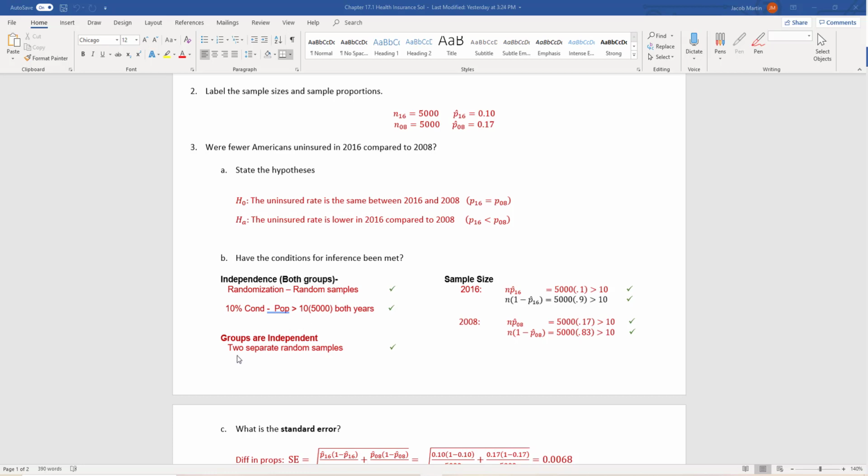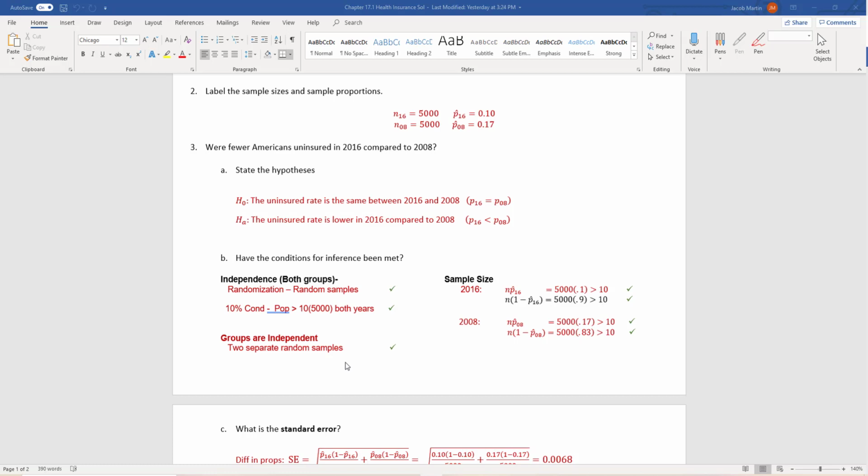The next thing we want to check is to make sure that the two groups we're comparing are also independent of each other as well. Meaning, if we surveyed Bob in 2008, we wouldn't want to survey Bob in 2016 as well. And the easiest way to check if the two groups you're comparing are independent of one another is just to check if they took two separate random samples. If there are 300 million Americans and you sample 5,000 people, the chance of picking the same person in both 2008 and 2016 is really small. So as long as we take two separate random samples, the people we pick in 2008 don't influence the people we pick in 2016, and then we can assume the groups are independent of one another.